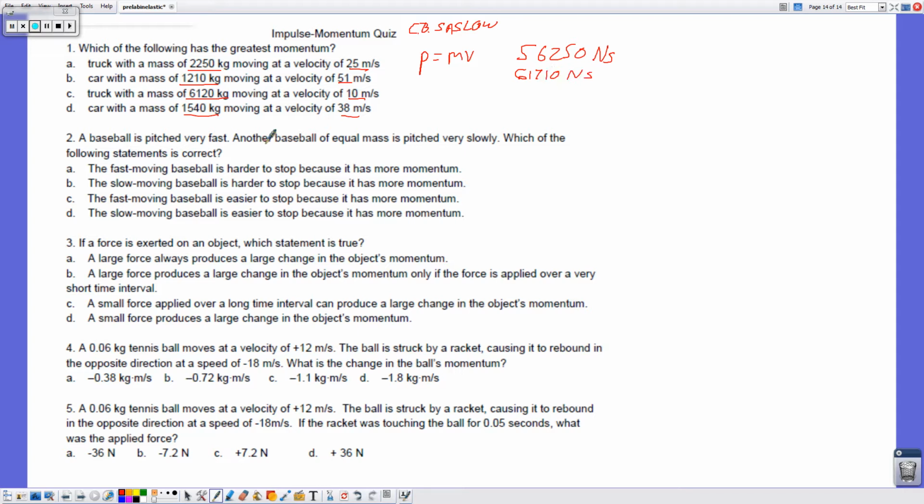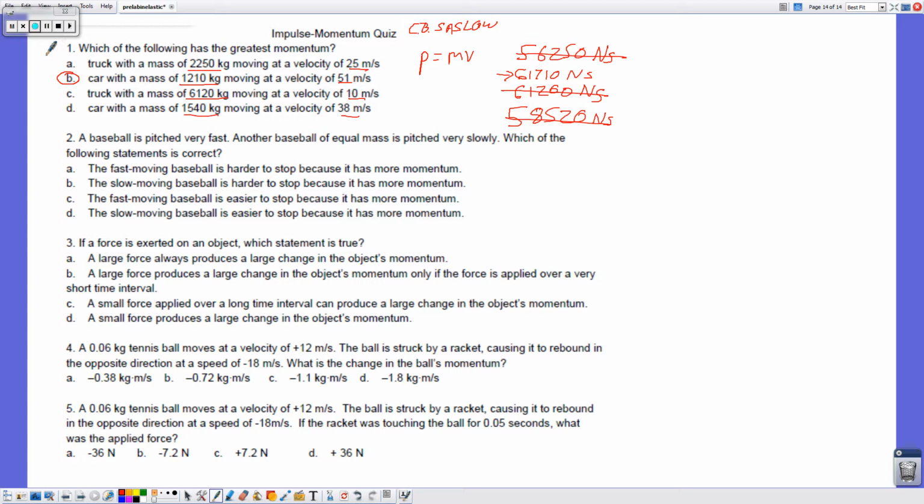The next one is 6120 times 10 equals 61200. And the last one is 1540 times 38, which gives me 58520. Alright, well, that one's too small. That one's too small. These are the two highest, and this one's biggest. So the answer is B.